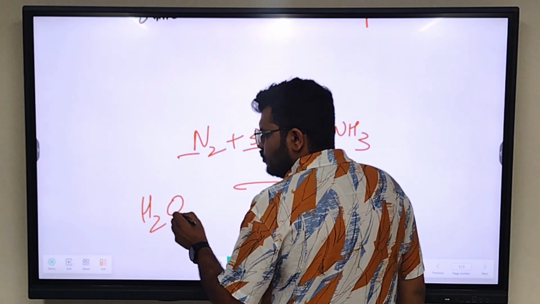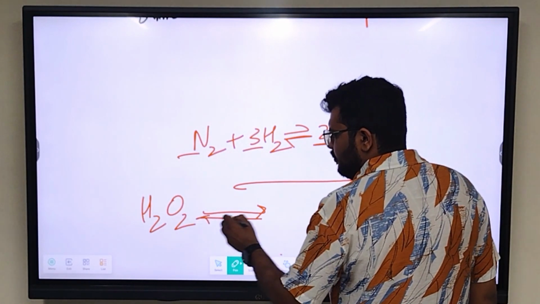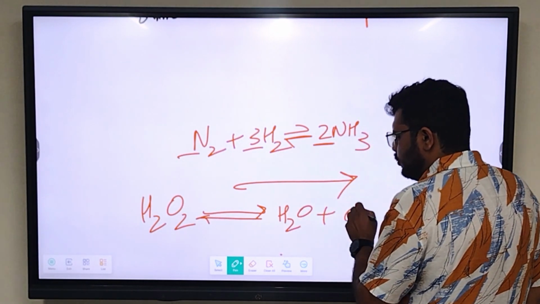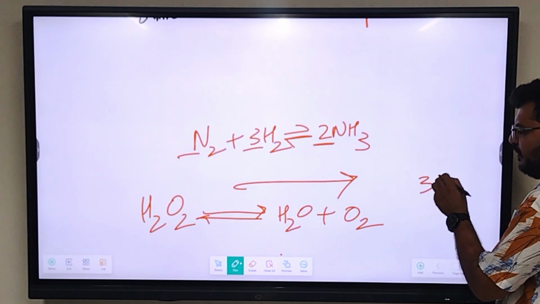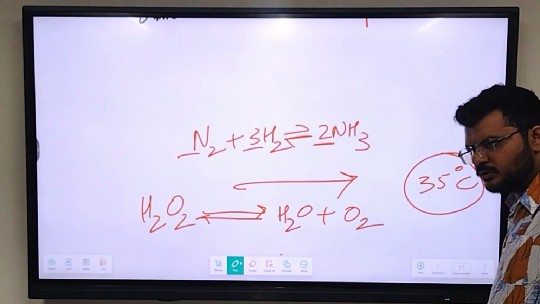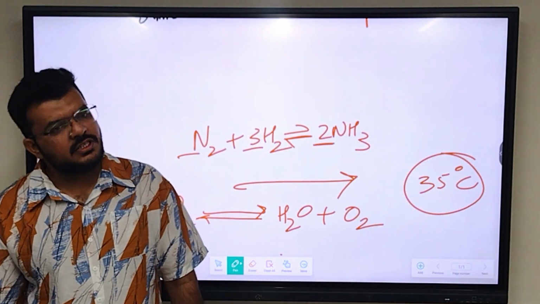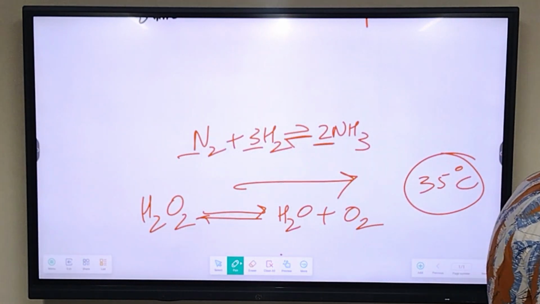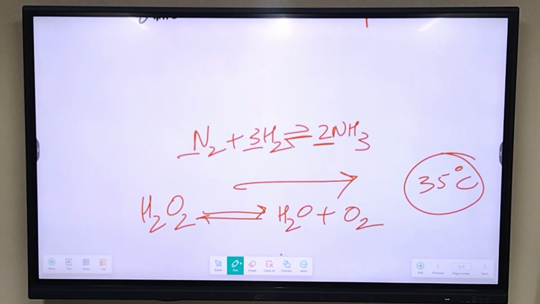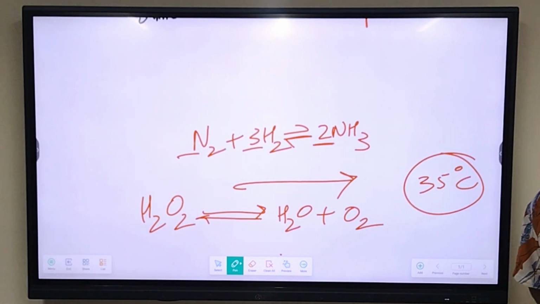Let's say H2O2 in presence of some catalyst decomposes to H2O and O2. This reaction is taking place at 35 degrees Celsius. This is an actual question, it is there in your past papers. What will happen when you increase the pressure? If this is a reversible reaction, what will the equilibrium shift to when you increase the pressure?